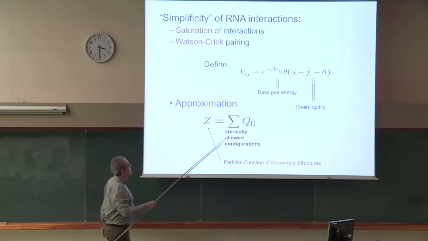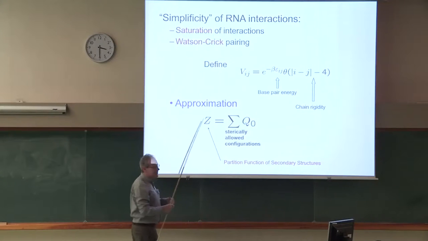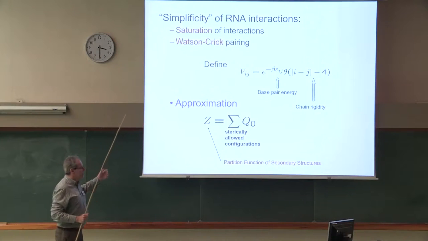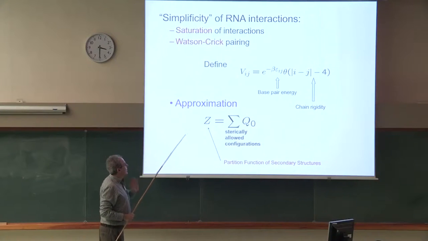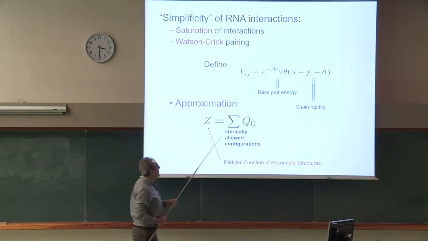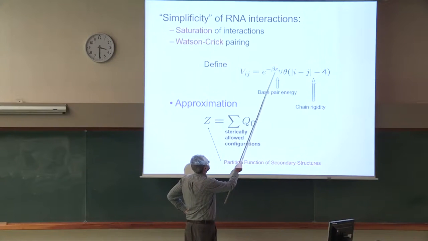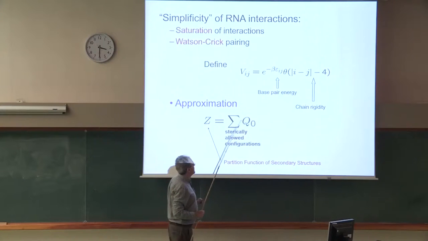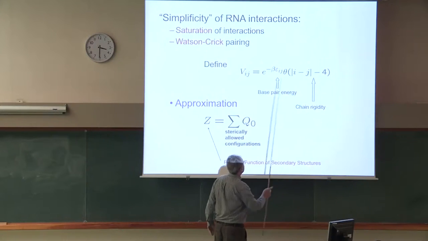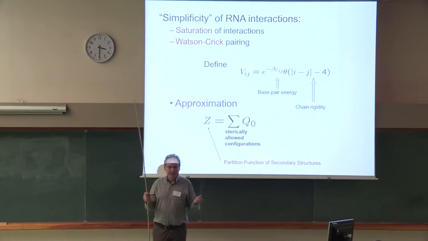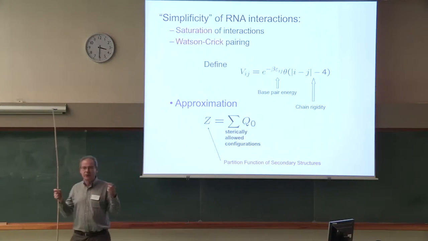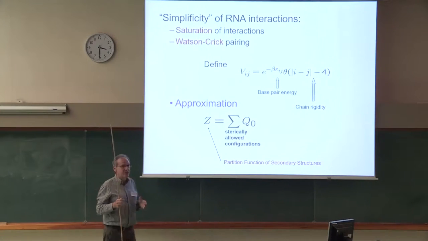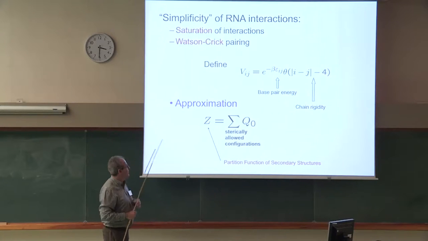So in other words, you can define a matrix Vij, which specifies, if you have a biological sequence of bases, the binding energy epsilon ij, which is the pairing energy of base I and base j. There is a chain rigidity constraint because, in order to make a loop, in order for two bases to interact, there must be a distance of at least four. This is due to the persistence length or the rigidity of the chain.